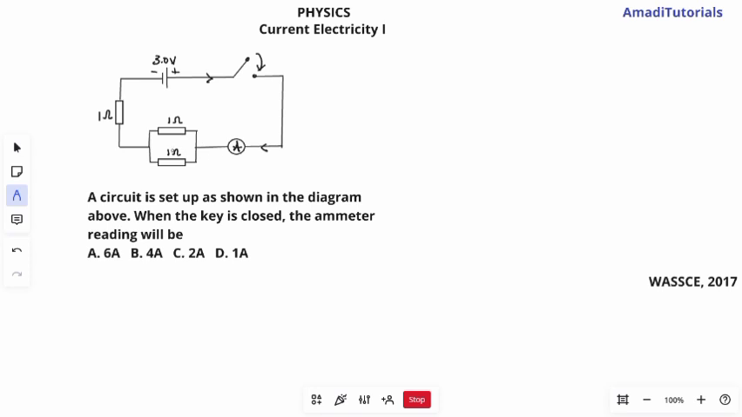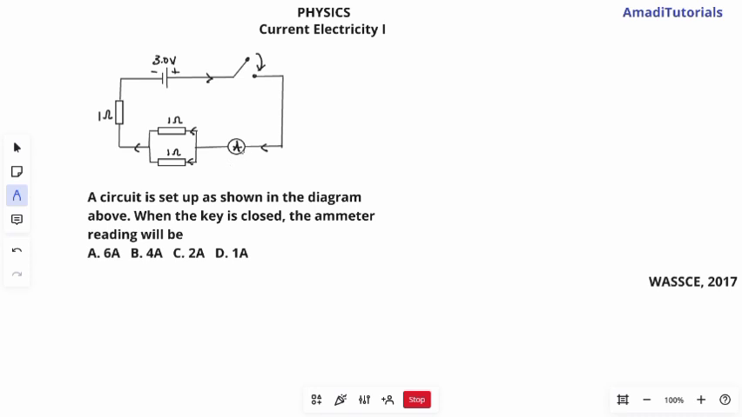Then when it reaches this point where we have two resistors connected in parallel, the current will divide into two based on the value of the resistances. In this case, since they are the same value, the current will divide equally. Then at this point, the current will rejoin again into one value, that's their summation. So it will flow here and return back to the negative side. So that is how current flows.